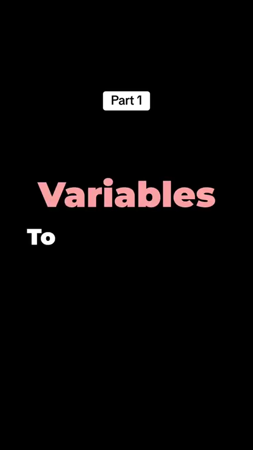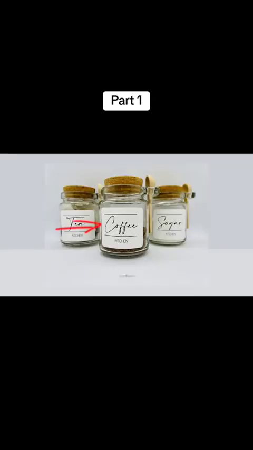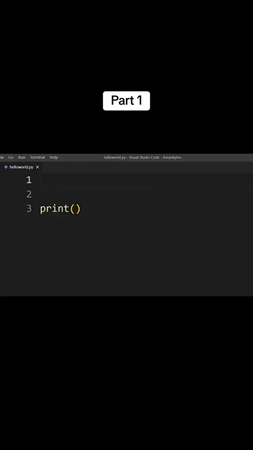We use variables to store values that we can use later in our program. Variables are like labels to value. We can define variables directly by just typing the variable name, and then if you want, you can print the value of the variable name using the print function.